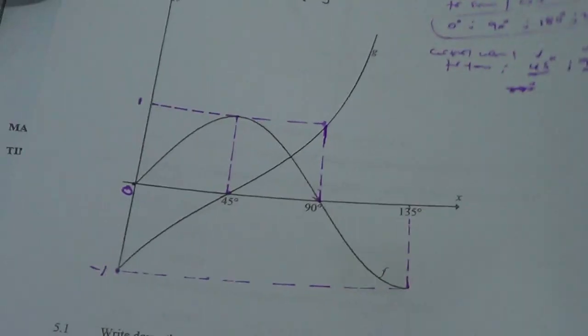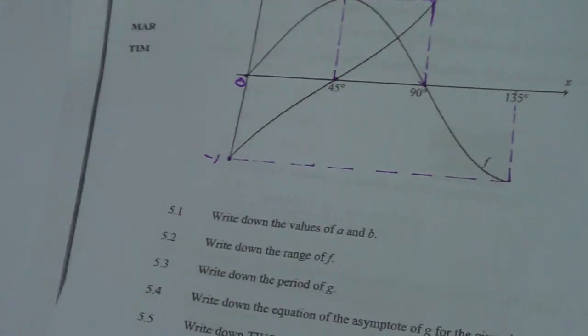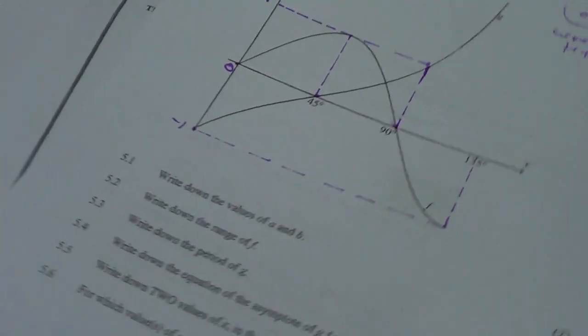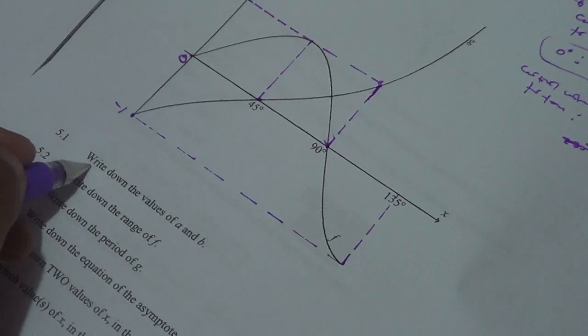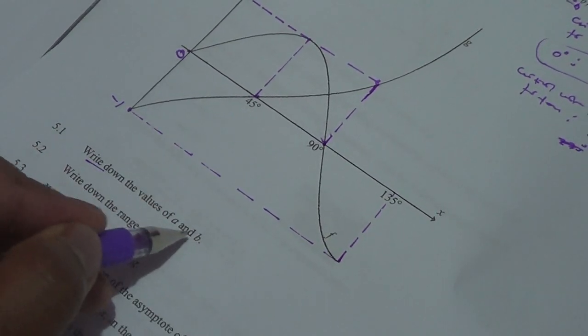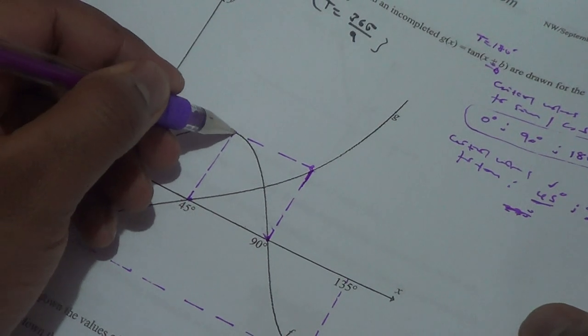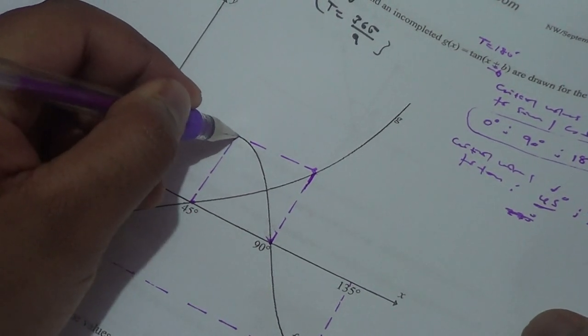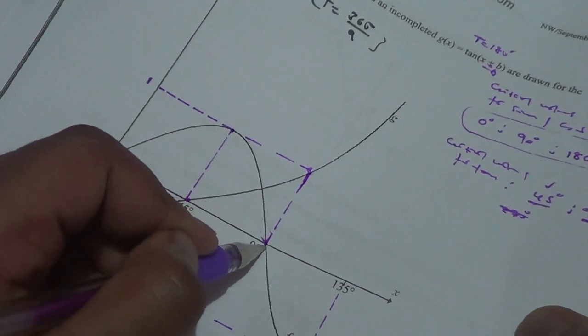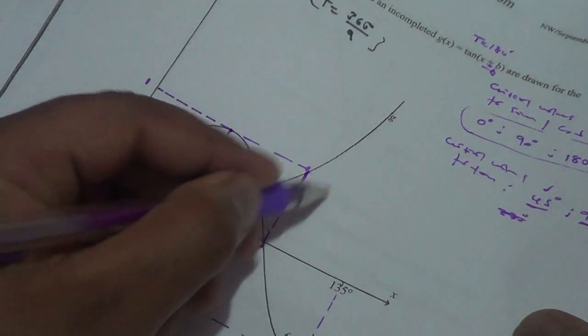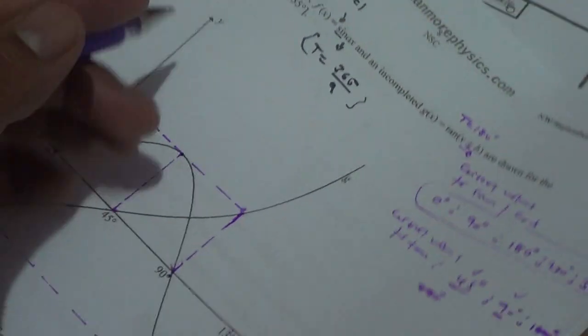I think that's enough for now. So we are ready to try and answer these questions. They're saying write down the values of A and B. Now we can tell that what was supposed to happen, the critical value, we're supposed to get a turning point for sine at 90 degrees. Sine of 90 is 1, so it should be doing that. But now it's doing it at 45.